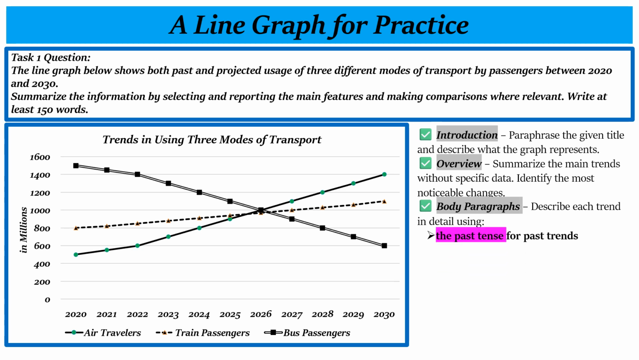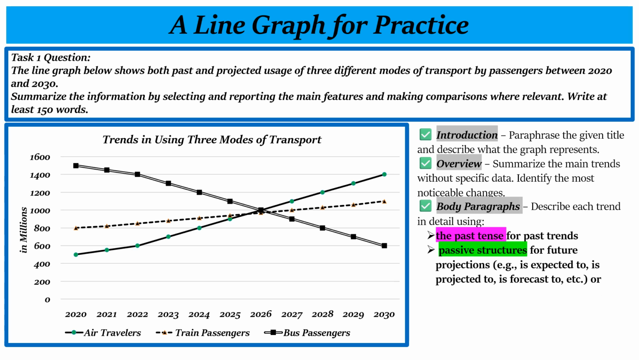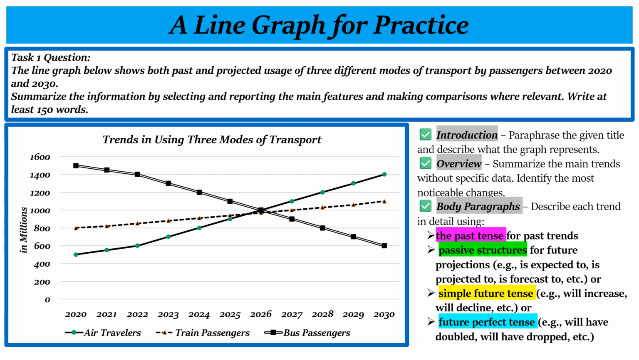Make sure to use past tense if any past trends are shown. Use passive structures such as is expected to, is projected to, or is forecast to for future trends. Incorporate the simple future tense for general predictions like will increase or will decline. Include the future perfect tense for completed actions by a certain point in time, such as will have doubled or will have dropped. As you write, pay attention to sentence variety and avoid repeating the same structures.